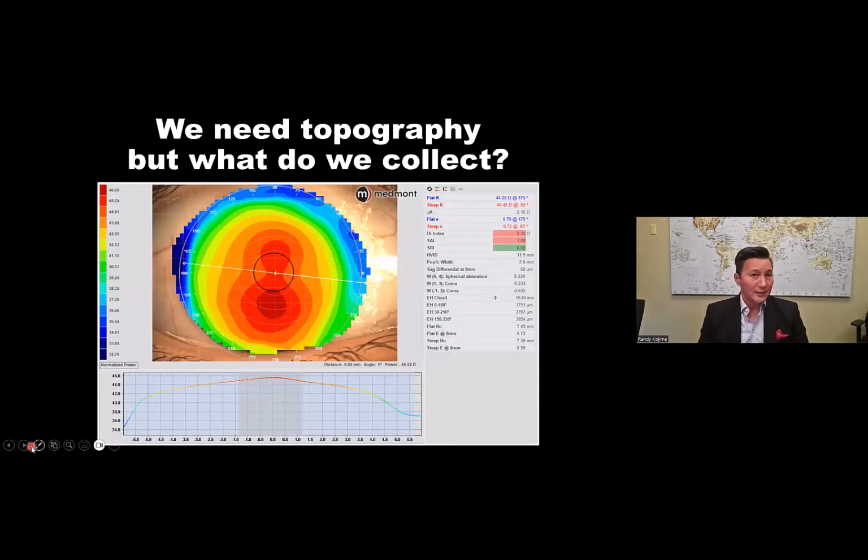And how would you do that? Well, you have to have topography. That's the starting point. Topography gives us the thousands and thousands of data points that we can use to build the right shape. Then along with the RX and the patient age, the software can use that data to best design a lens specific for that eye.